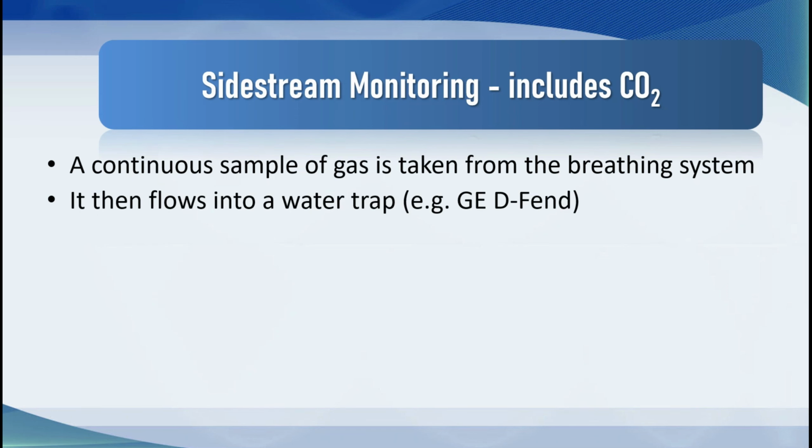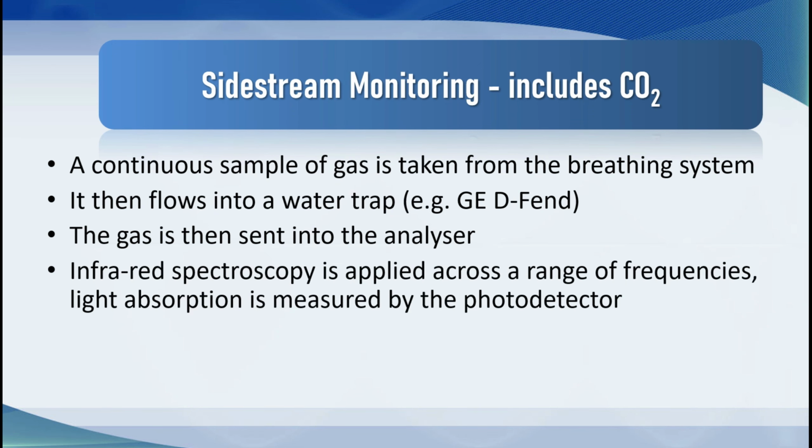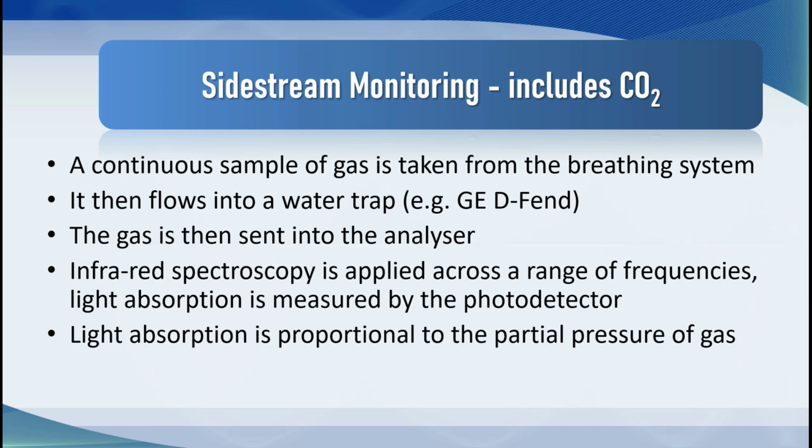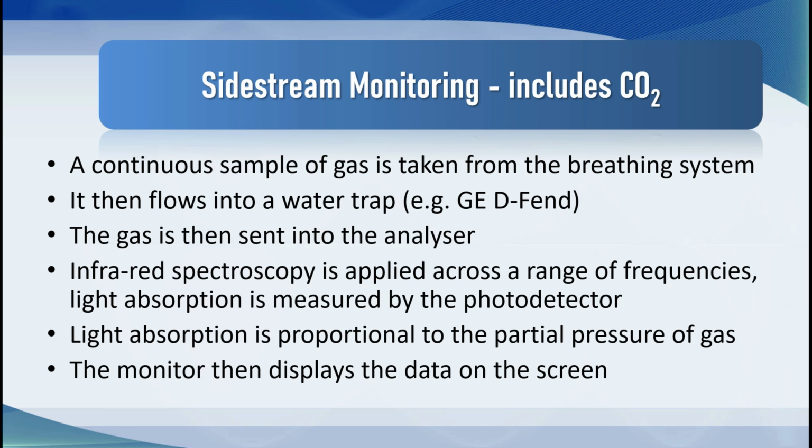Because expired gas is humid and will condense in the machine, the sample tubing contains Nafion that removes water, and a water trap, called the DryLine on the GE machine, is used to catch condensed droplets. Once inside the analyzer, infrared spectroscopy is applied across a range of frequencies, and light absorption is measured by the photodetector. Light absorption is proportional to the partial pressure of the CO2 gas or the other gas that's been measured, and then the monitor displays the data on the screen.